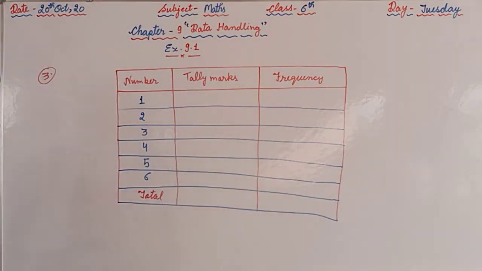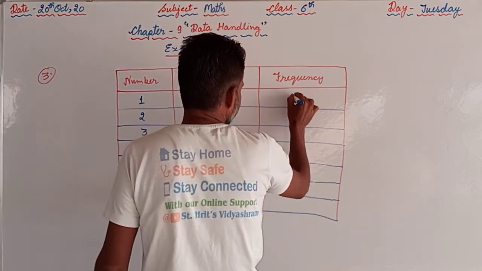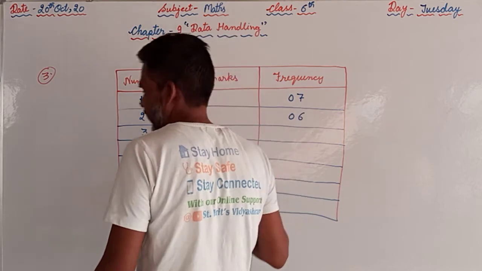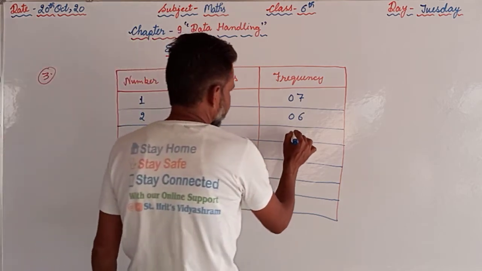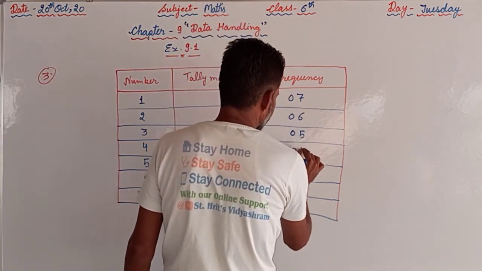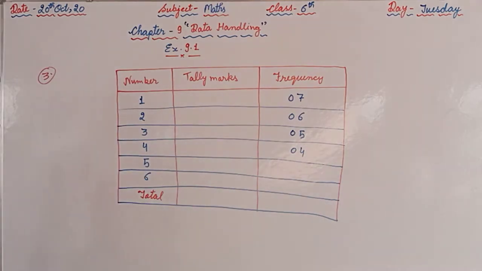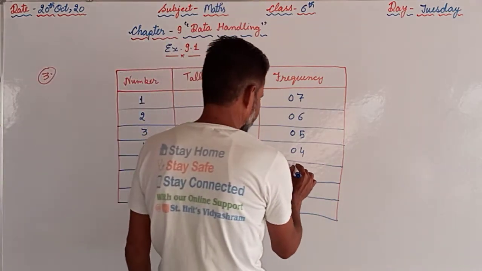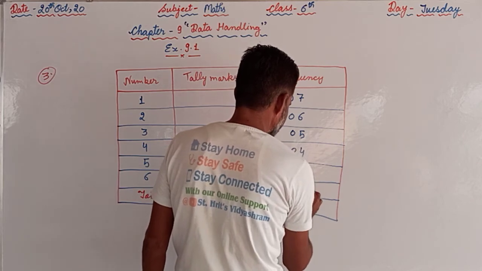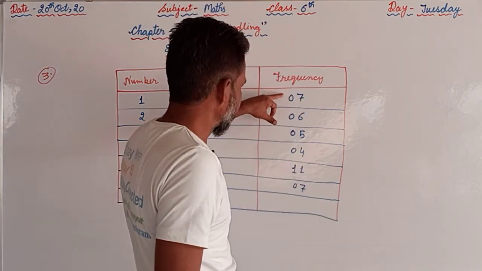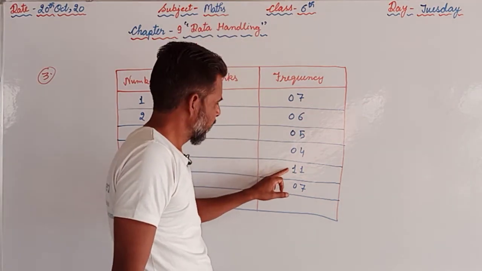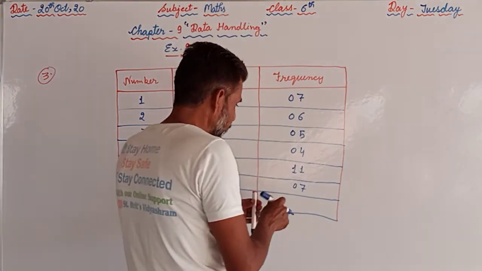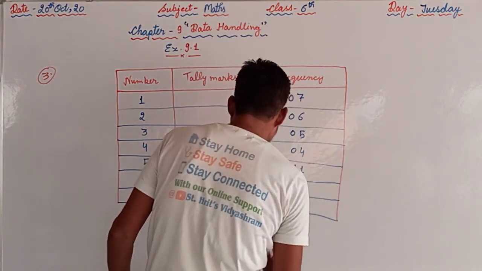So number 1 is repeated 7 times. Number 2 is repeated 6 times. Number 3 has been repeated 5 times. Number 4 has been repeated 4 times, number 5 has been repeated 11 times, and 6 has been repeated 7 times. So 7 plus 6 is 13, 13 plus 5 is 18, 18 plus 4 is 22, 22 plus 11 is 33, plus 7 is 40. So the total number of observations is 40.